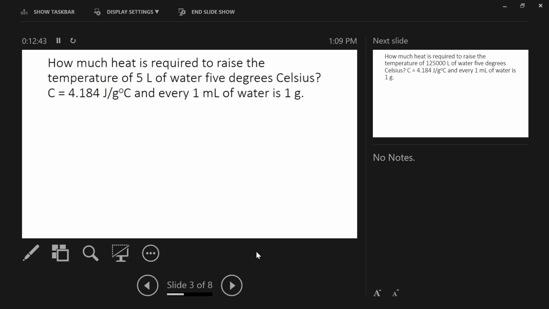So the mass is equal to 5 liters times a certain conversion factor. First of all, how many milliliters are in 1 liter? Remember our 1,000. 1,000, right? Remember these prefixes? So our mass is equal to 5 liters of water times 1,000 milliliters per liter, yes? And then times 1 gram per milliliter. You see that?